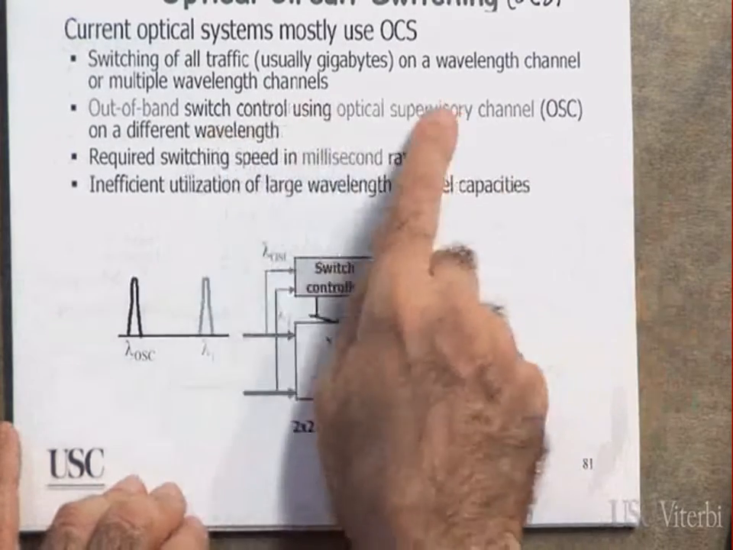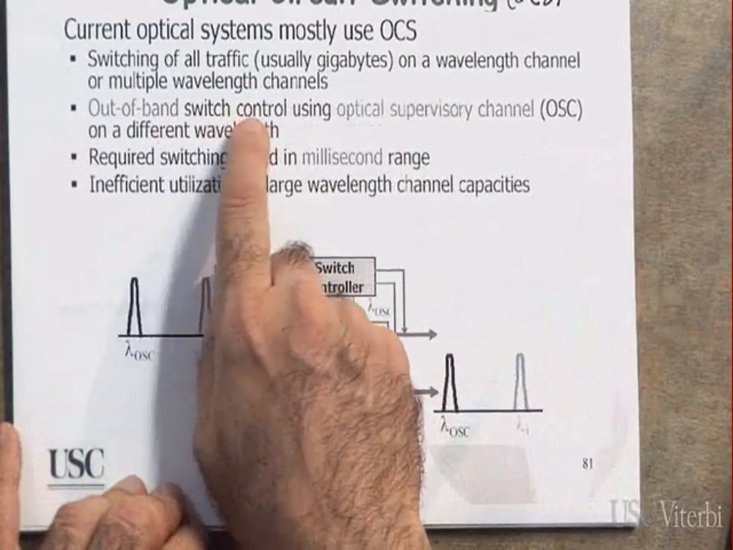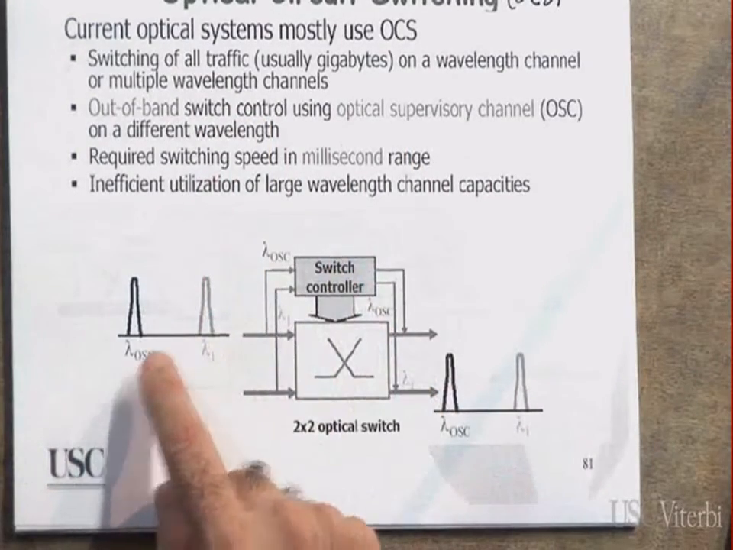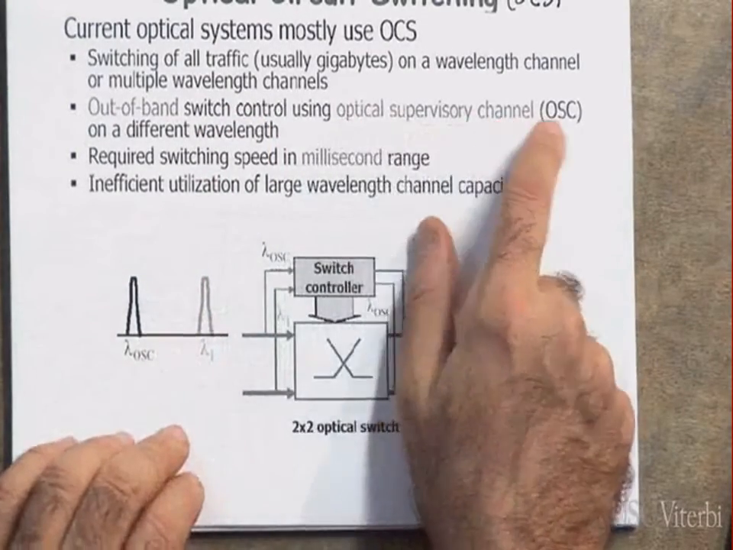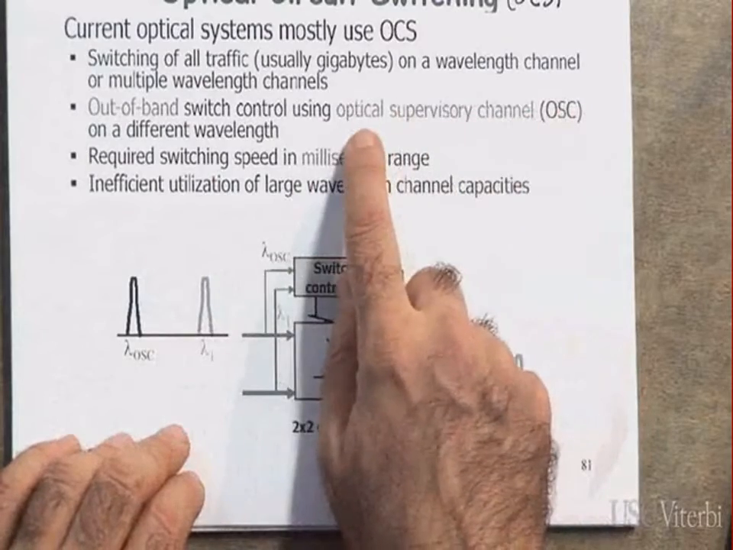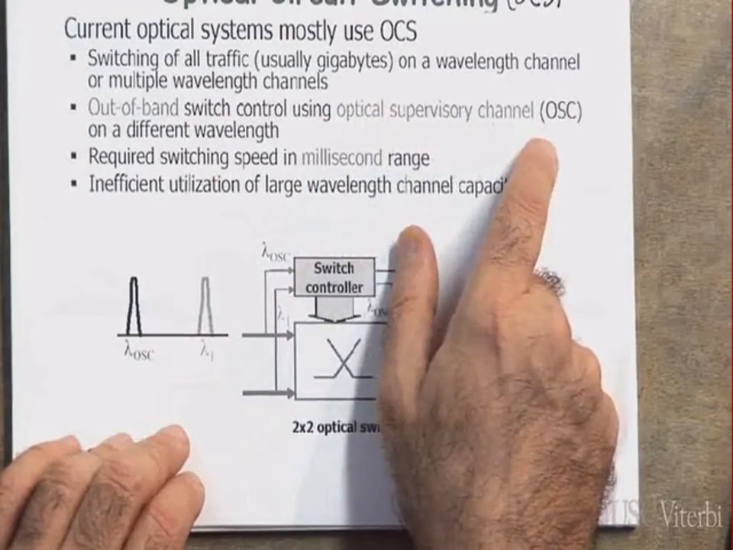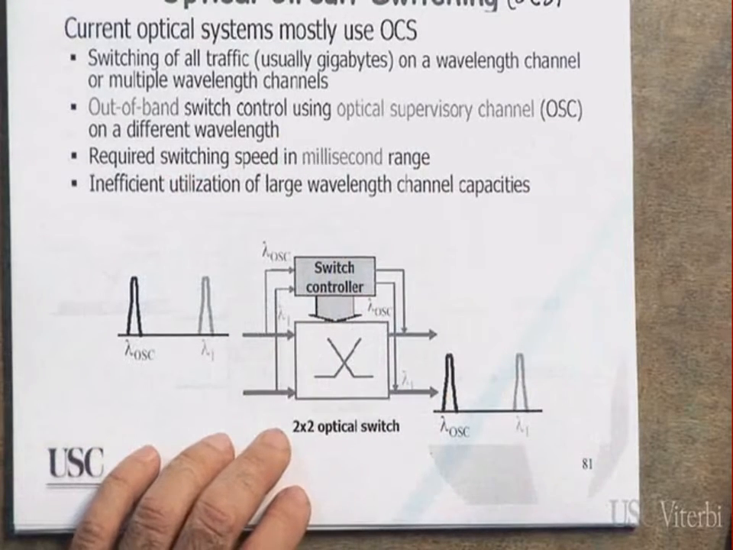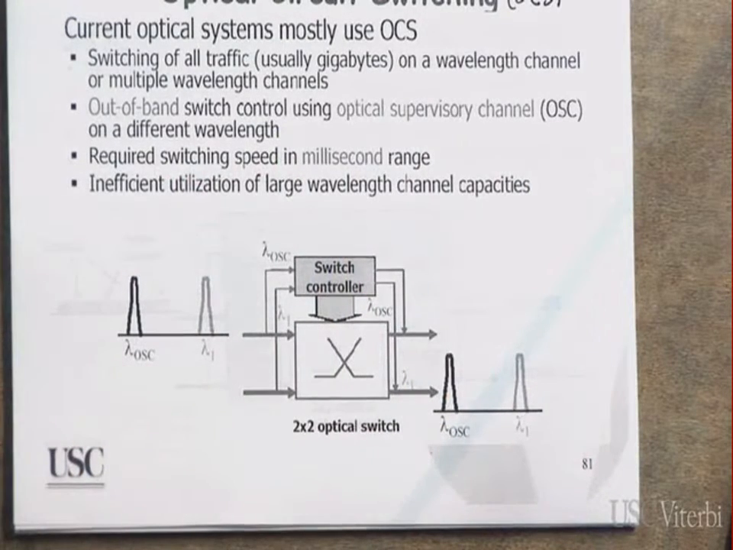Now, one of the lambdas is also called the out of band switch control. This is only for controlling the switch here. We call it the optical supervisory channel. One of the channels is dedicated to this, on a different wavelength, to send control signals to the switch. Control signals means signaling, for example.